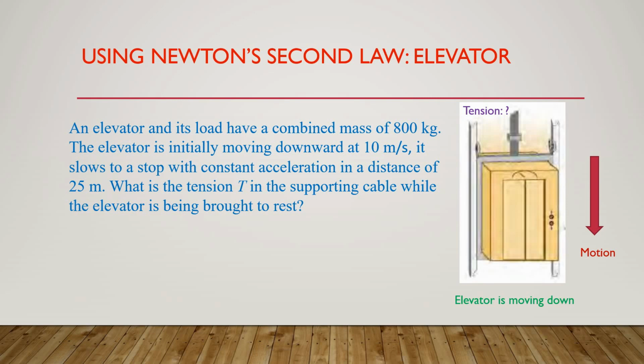We will solve this problem using the problem solving strategy as we have discussed earlier. First step is to identify the relevant concept. Since the elevator is moving downward with an accelerated motion, we will use Newton's second law of motion. And the target variable that we have is the tension T in the cable.